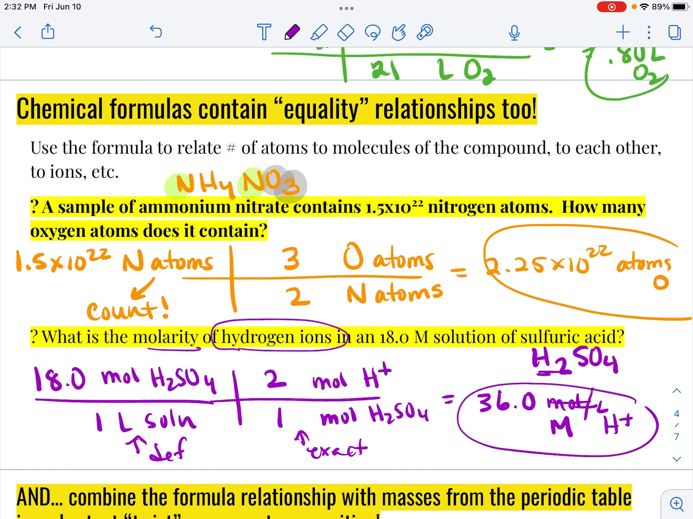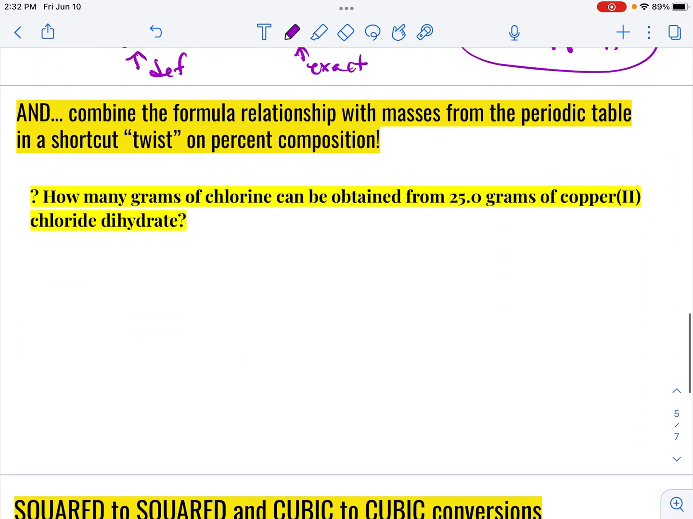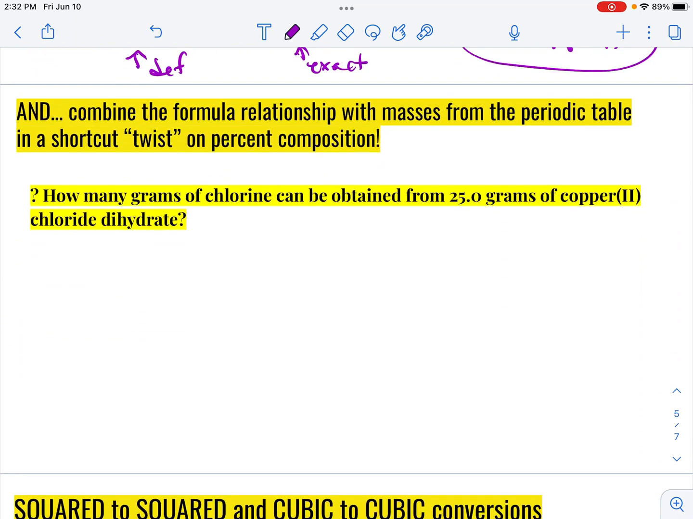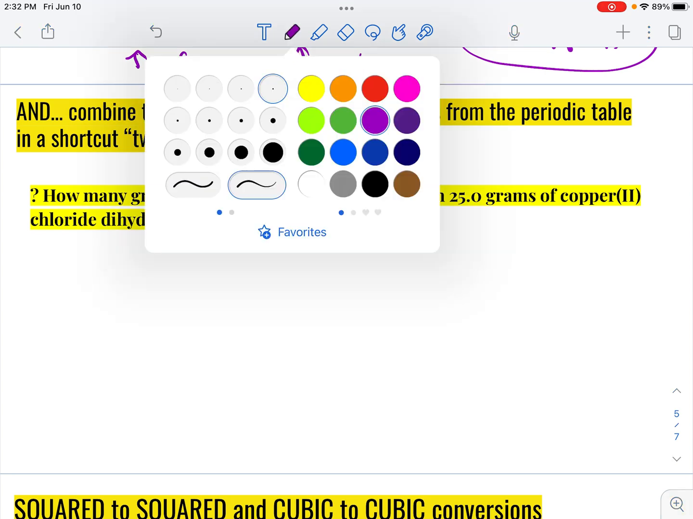Okay? We can do this also with math and the formulas, and this is a great twist. It's a great shortcut. I really like this because it saves us a lot of time. So let's look at how this works.